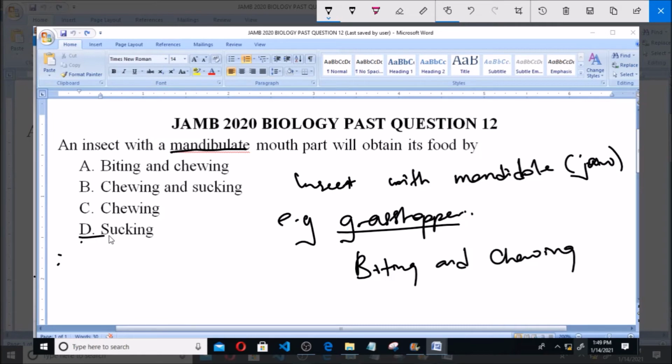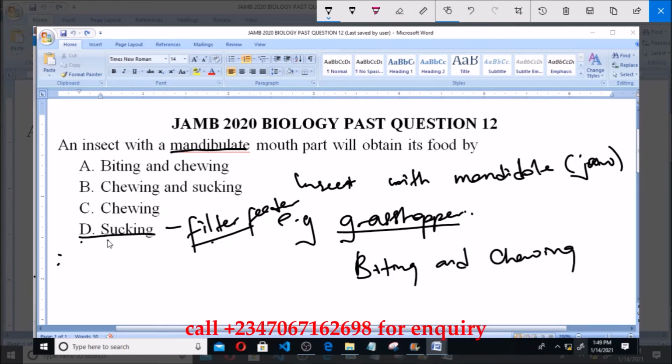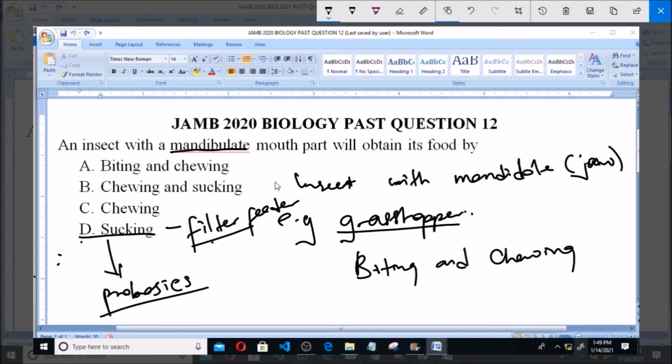Those that suck their nutrients from the food are called filter feeders. Now, these insects do not possess a mandibular mouth part. Examples are the mosquito. They have what you call the proboscis. It is the proboscis that enables them to suck this fluid from the host where they get their food from.